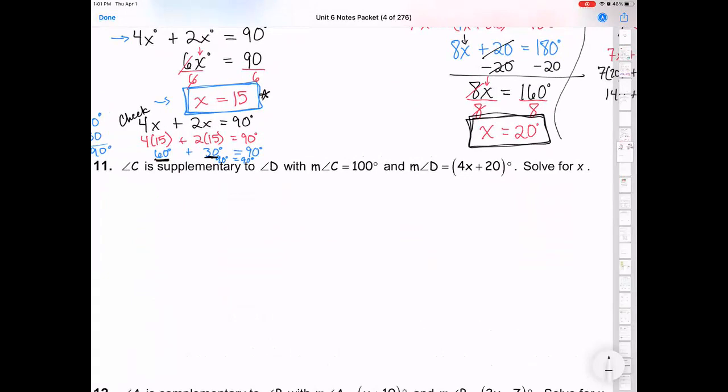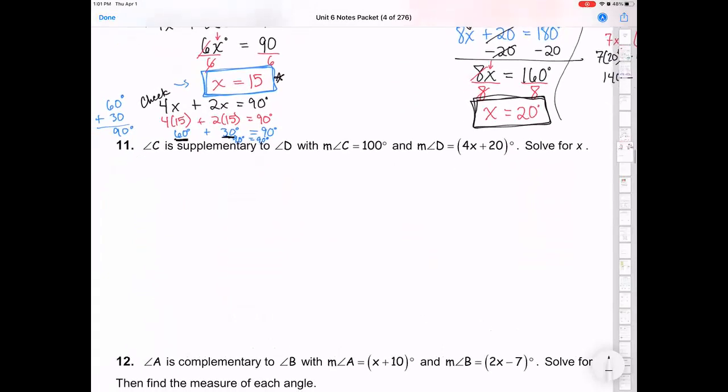Now, what I would like for you guys to do is pause the video and try and see what you can create. I will give you guys a hint. I do think a visual of what's happening would help. So what I would like for you guys to do is create a visual, try and solve for x, and then even after that, find out what angle D is.